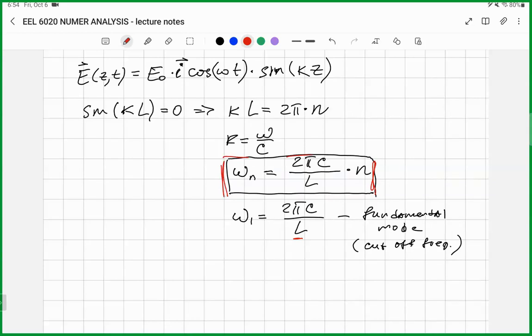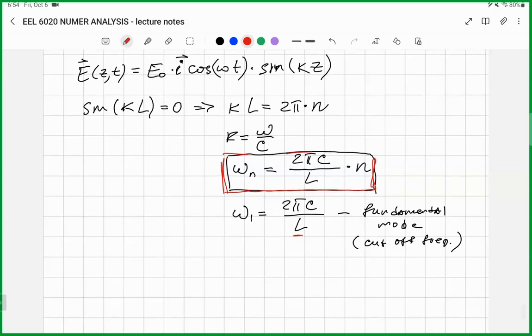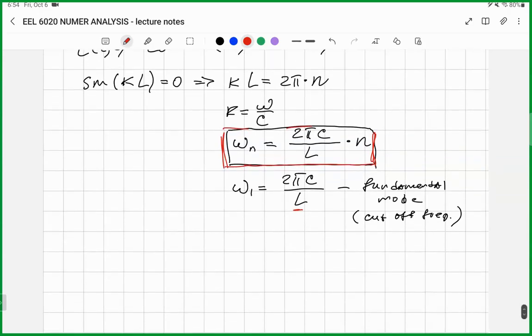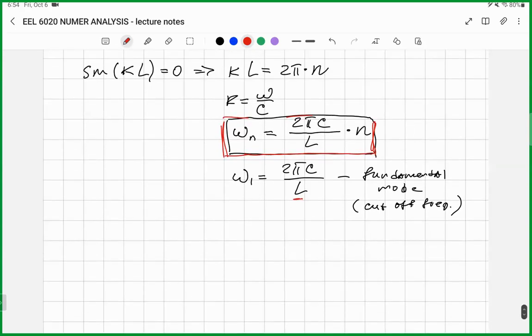You can say it's a quantization. So the field in the resonator becomes quantized. In fact, if you had a course on quantum mechanics, you know that if you put a particle between two mirrors, you get the same result. The energy becomes quantized. So this also relates to that. So the frequency becomes quantized.